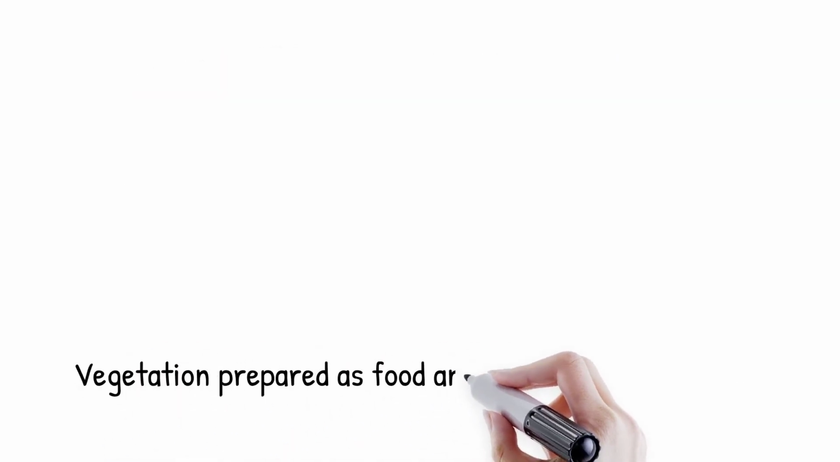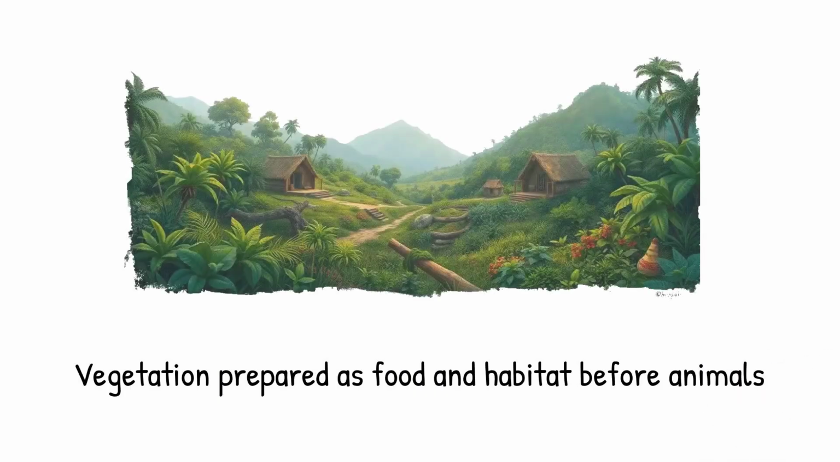Vegetation appears before animals and humans, so by the time living creatures arrive, food and habitat are already in place. Commentators note that this shows God's care and foresight. He prepares an environment rich in resources before placing His creatures in it.